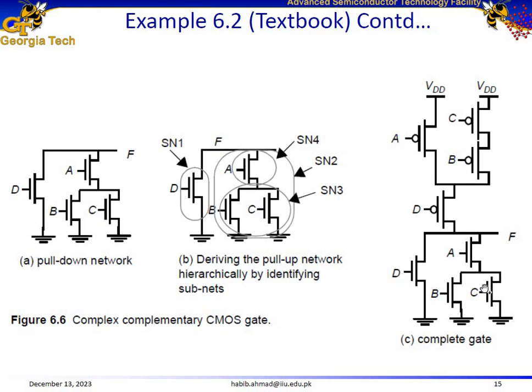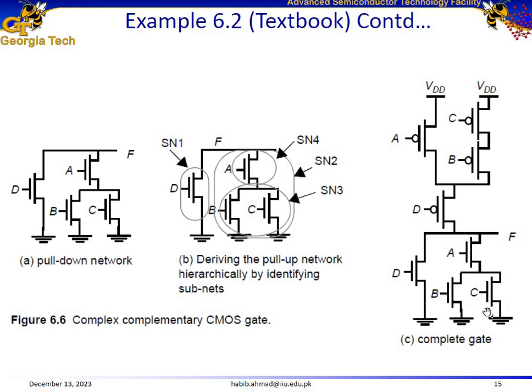Then in order to form the pull-up network, from the duality principle, we know that if NMOSes are in series in the pull-down network, it means their PMOSes should be in parallel in the pull-up network. So here we know that D is in parallel with these three inputs in the pull-down network. So in the pull-up network, for PMOSes, D is going to be in series with all these three transistors.